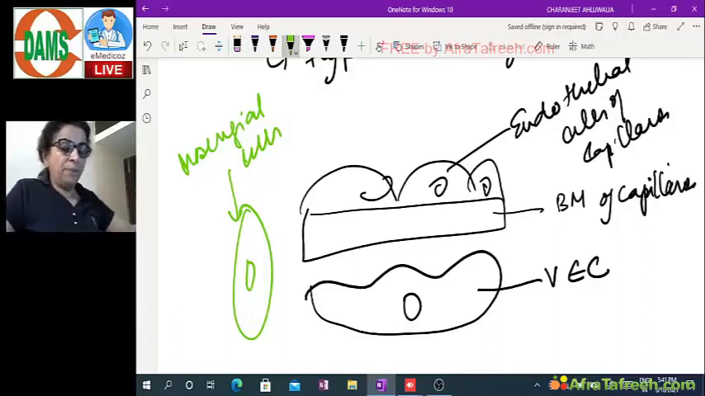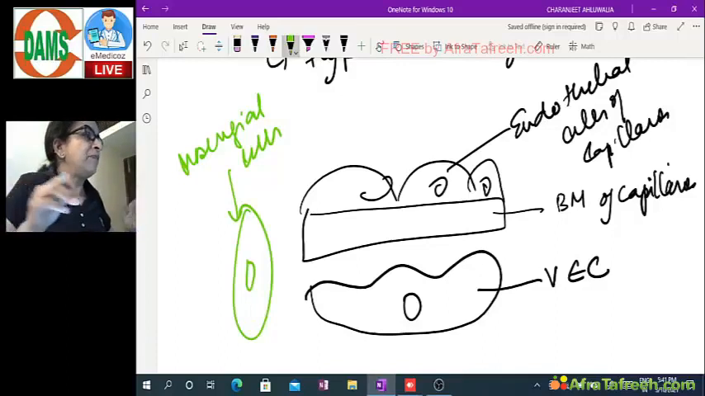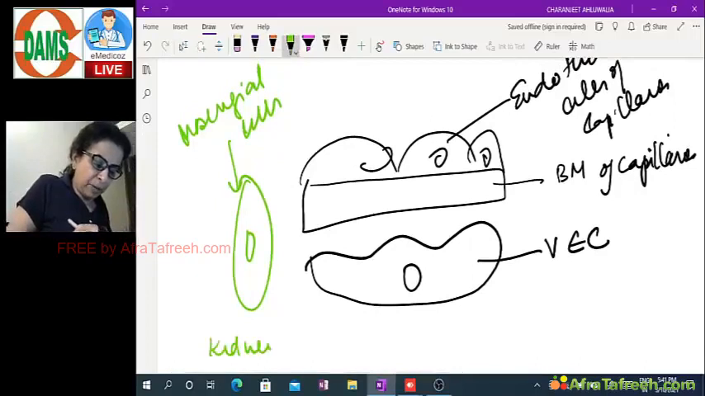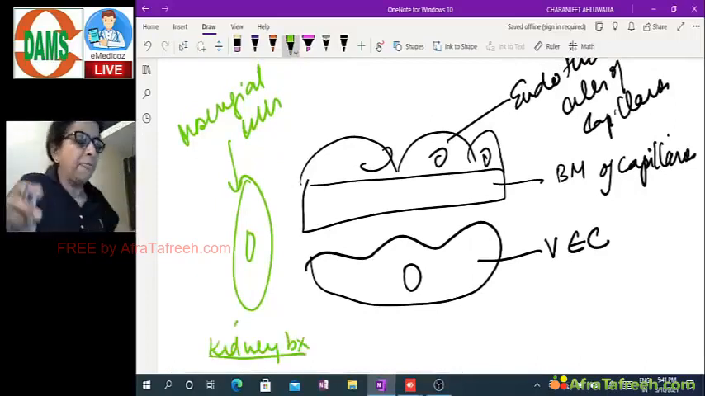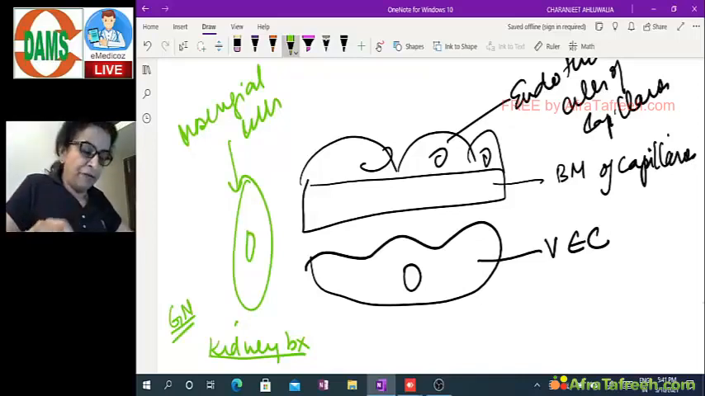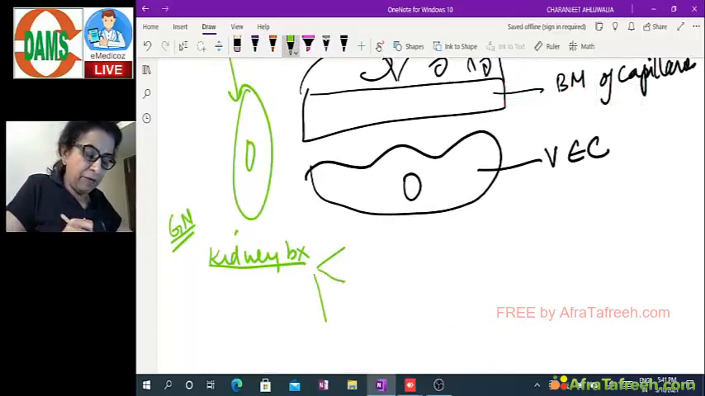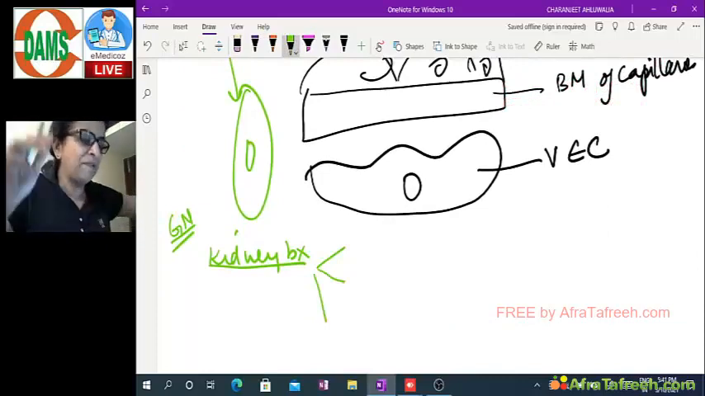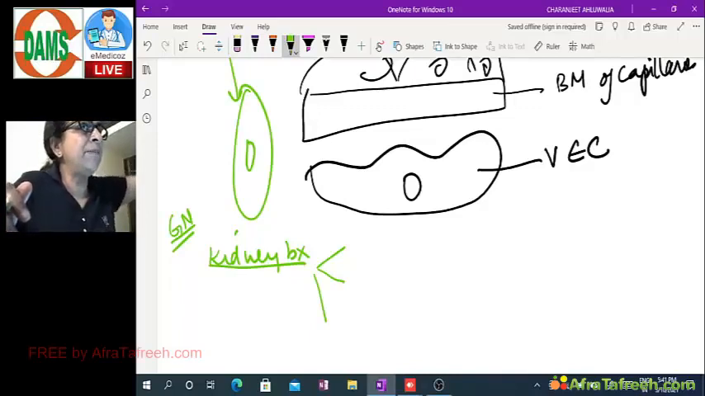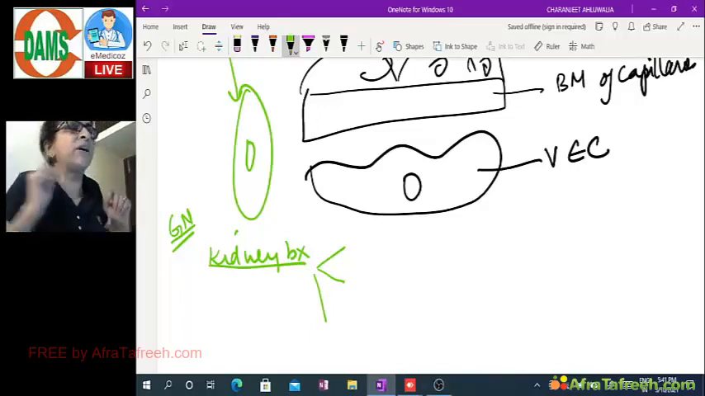Okay, now I have already told you in the previous class also. Whenever you get a kidney biopsy, for a patient with glomerulonephritis, you have a patient of glomerulonephritis and you want to know which glomerulonephritis this is. You will ask the medical specialist to do a kidney biopsy. He will do a kidney biopsy.